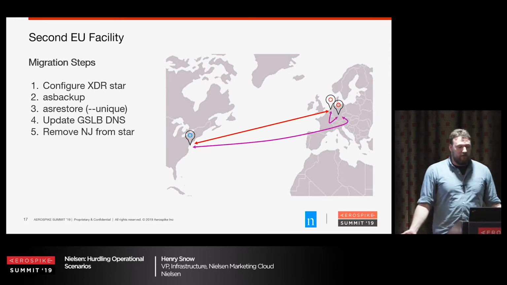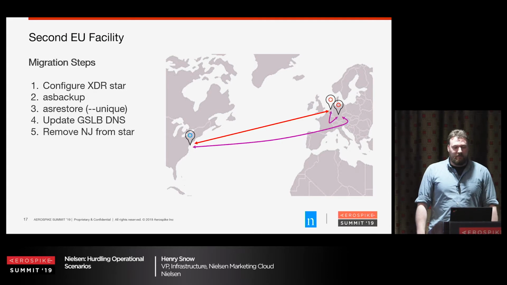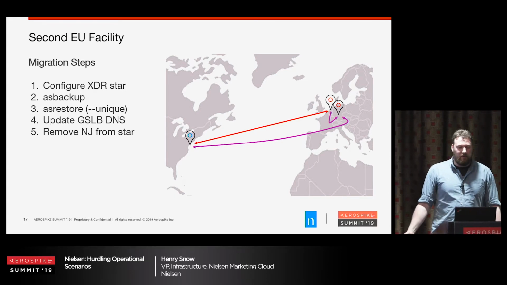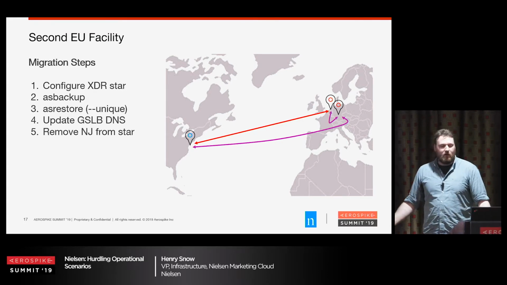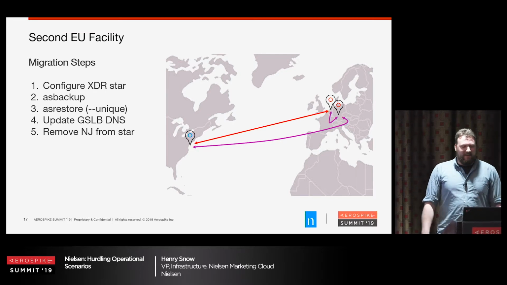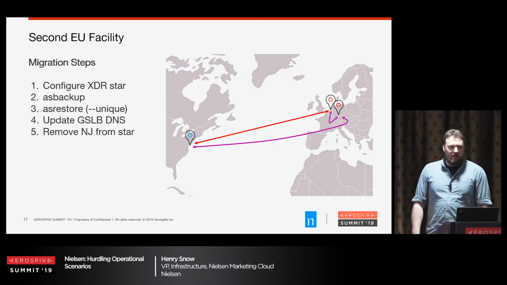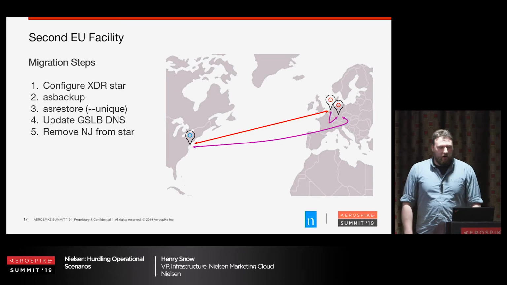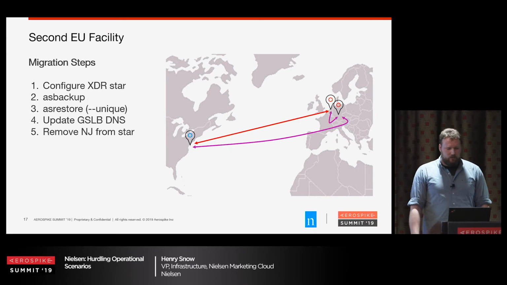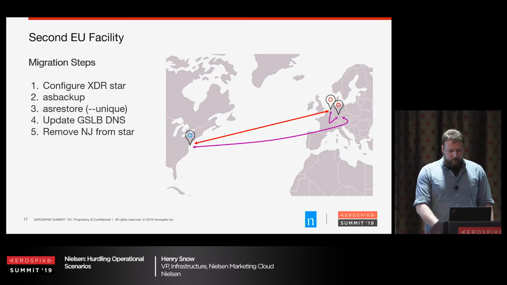Lastly, we update the DNS GSLB to bring the facility online, check and make sure everything's working. Of course it is. And then remove New Jersey from the star. That's kind of our migration steps for this, and it worked very successfully, I would say.